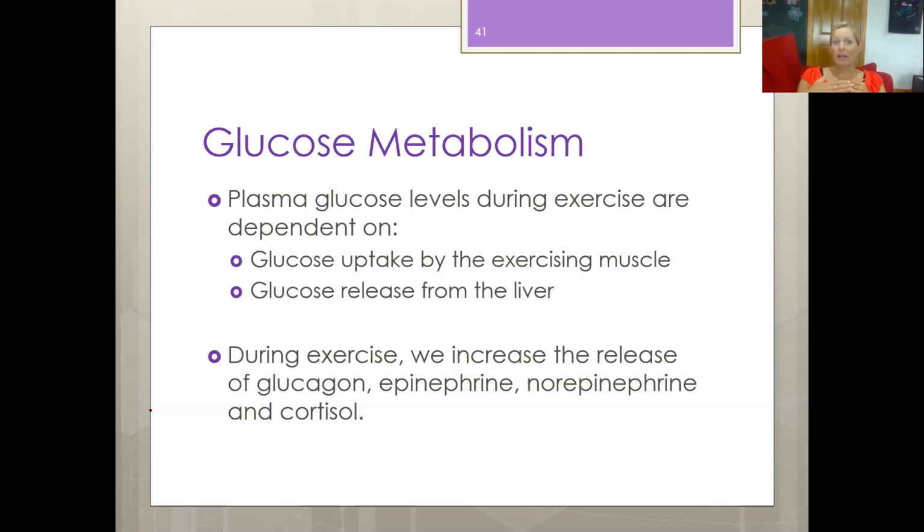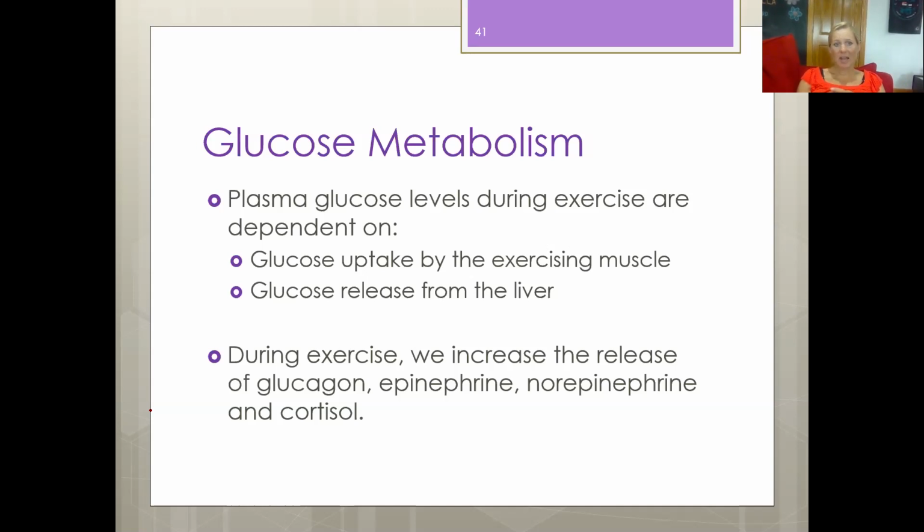Let me say that again. The plasma glucose levels during exercise are dependent on supply and demand. How fast am I using sugar, how fast am I burning through it, and how quickly am I getting sugars out of storage? How fast I'm using the sugar has to do with glucose uptake at the exercising muscle. My supply has to do with glycogenolysis: how quickly can I take that glycogen molecule and break it down into simple chain glucose molecules that are released into the blood?